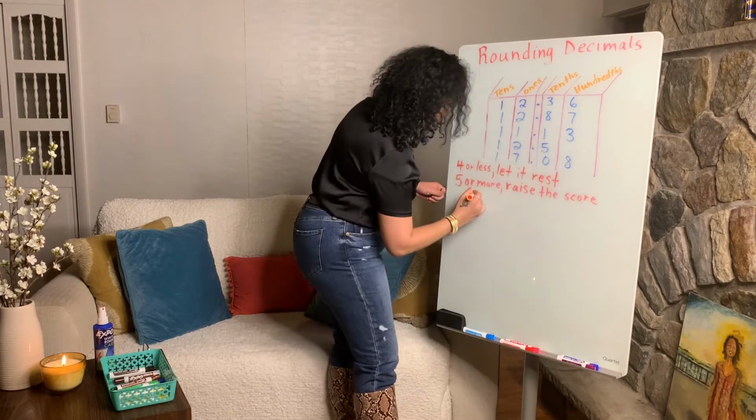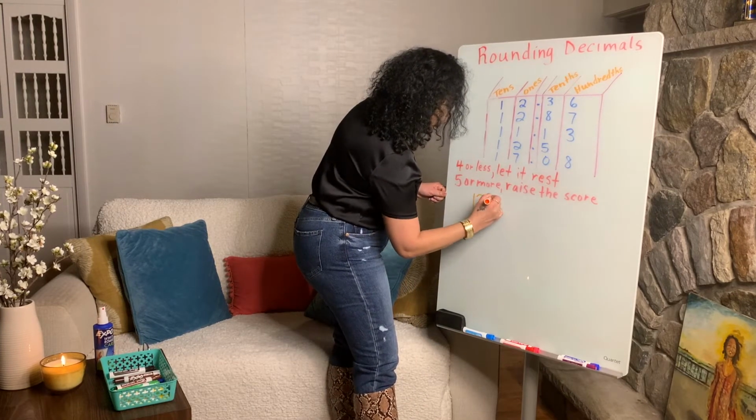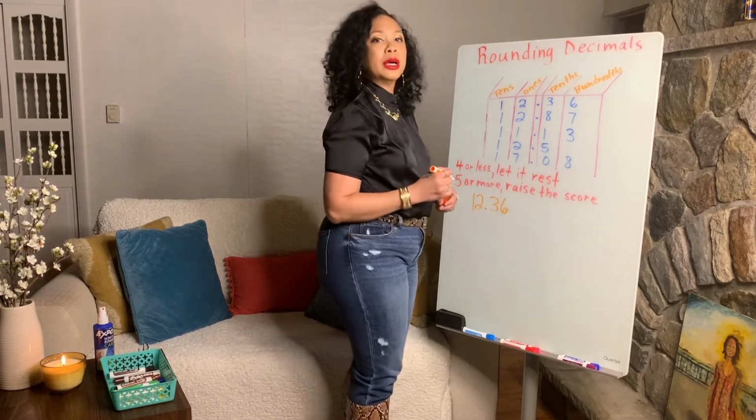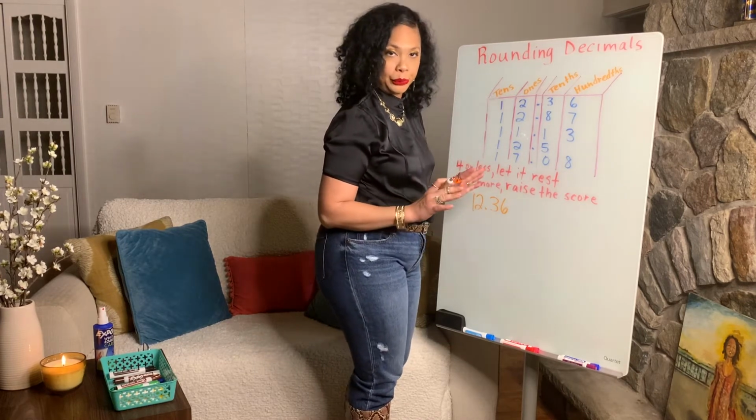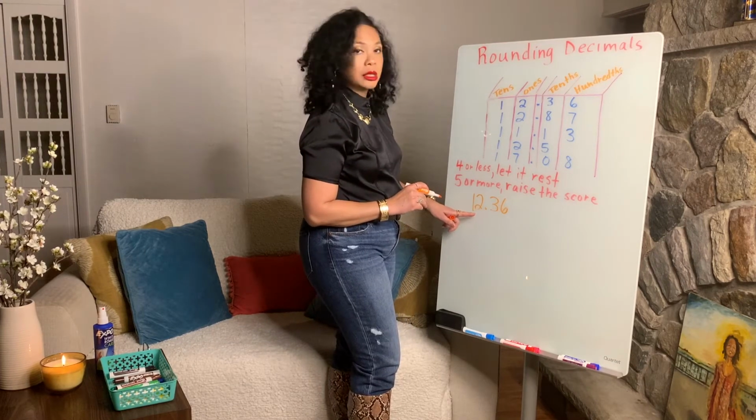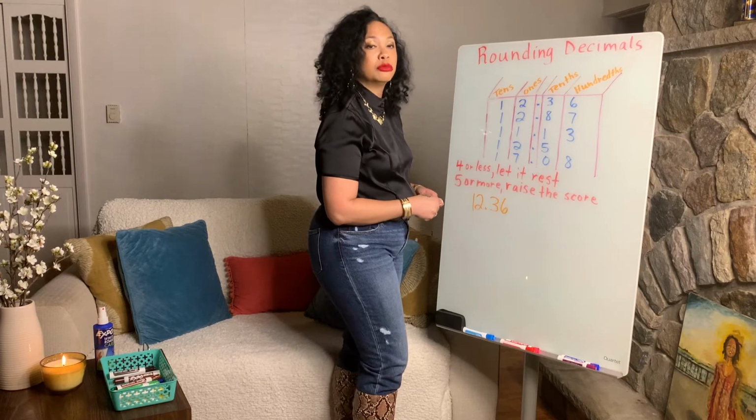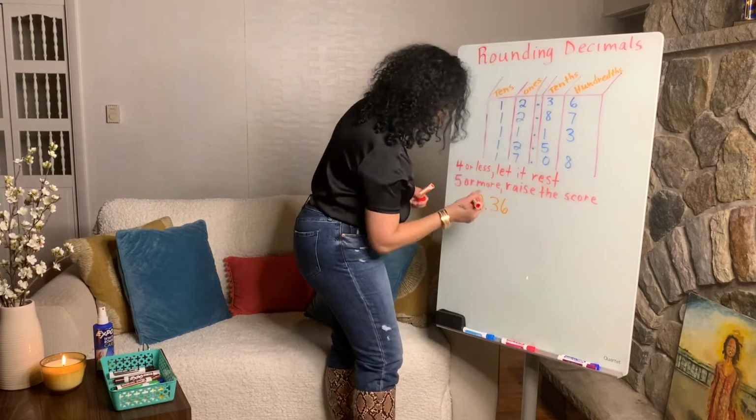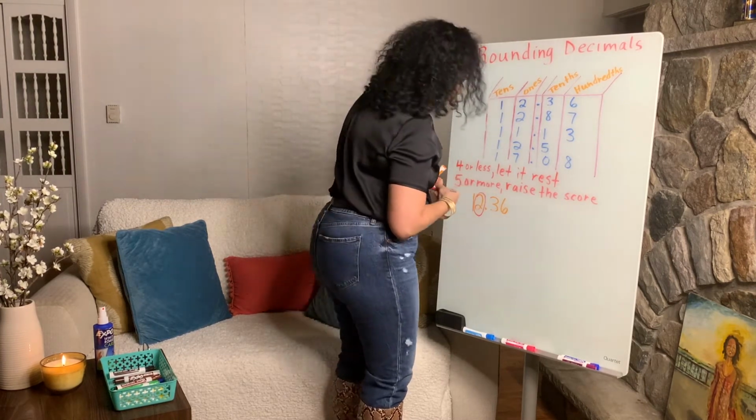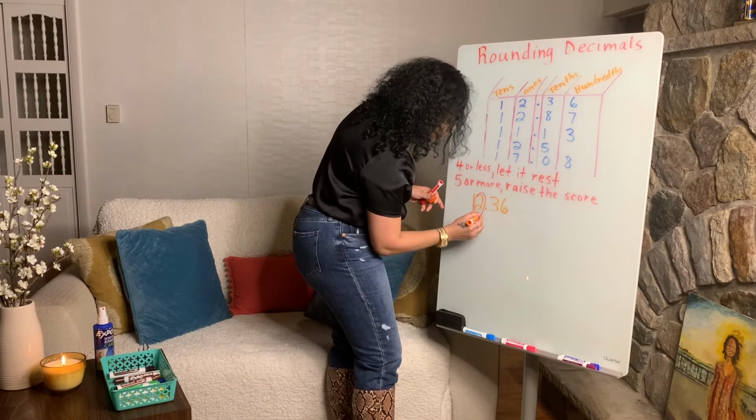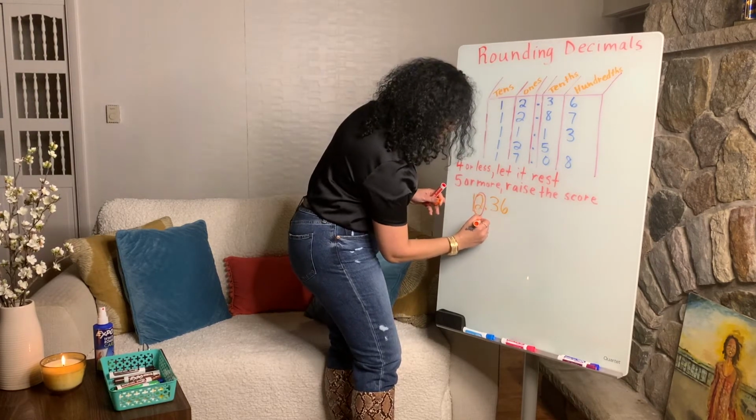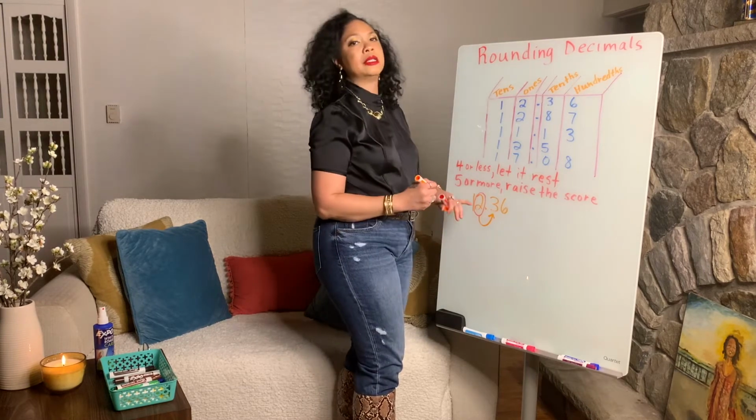12.36. So 12 and 36 hundredths. Okay, so the number I want to round to my nearest whole number. So I'm going to look at my 2, my 2 in the ones place. That's the number that I want to round. I'm going to circle that number so we know that's the number we want to round. And I'm going to go next door and look at the number that's next to the right of the 2. All right, let's draw an arrow so we can see what it is. That is the number 3.